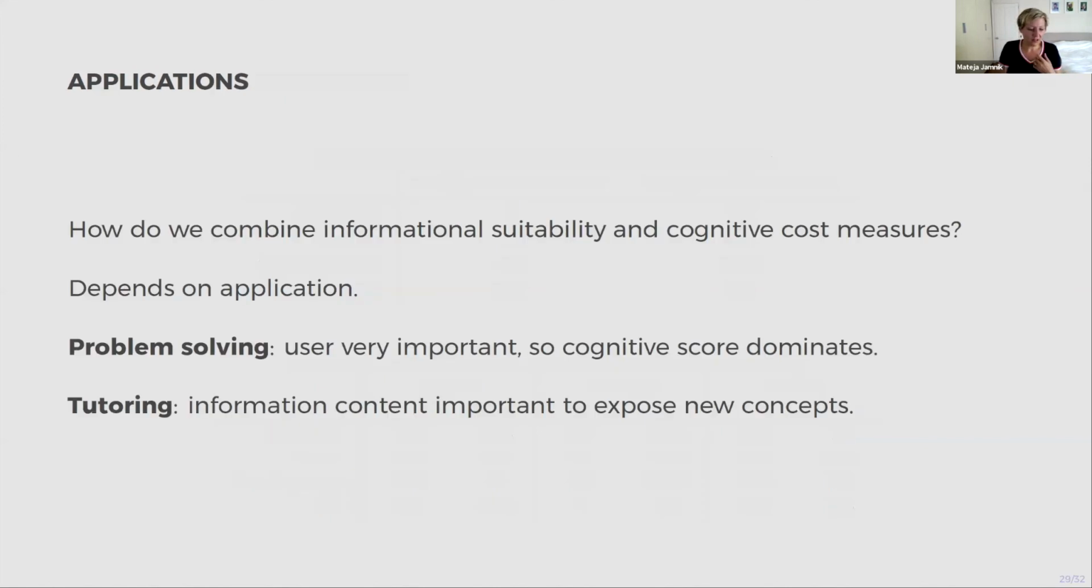So the question is now, how do we combine informational suitability and cognitive measures? That really depends on what we're trying to do. If you're in a problem-solving situation, then the user is very important, so you would definitely place more importance on the cognitive costs. But if you're in a tutoring situation, then the informational suitability is more important, because you might want to expose a new concept. And because it's unfamiliar, it will probably carry a heavy cognitive load cost for the users, and that's intentional. So it depends how we want to combine these.